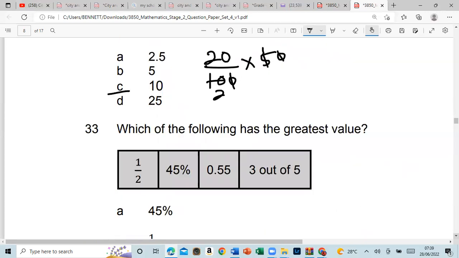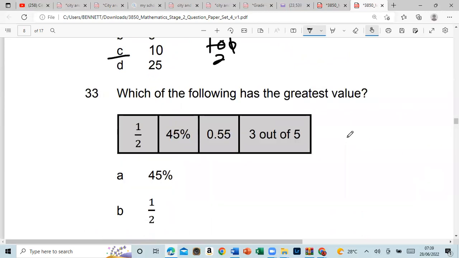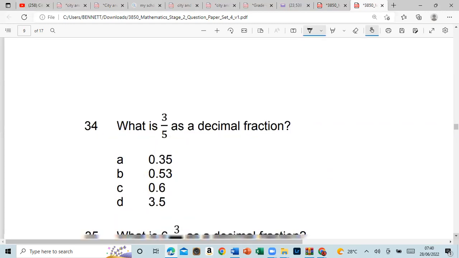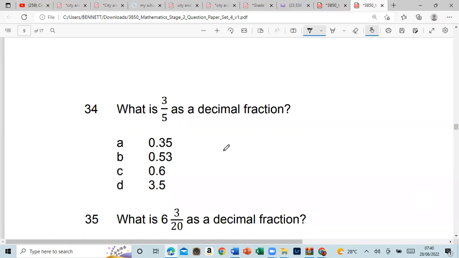Which of the following has the greatest value? 3 out of 5, I'll go work out to 0.6. 45% of 0.5. So that'll be 3 out of 5. What is 3/5 as a decimal fraction? It is in class so many times. 5 into 3, 0. 5 into 36, right?